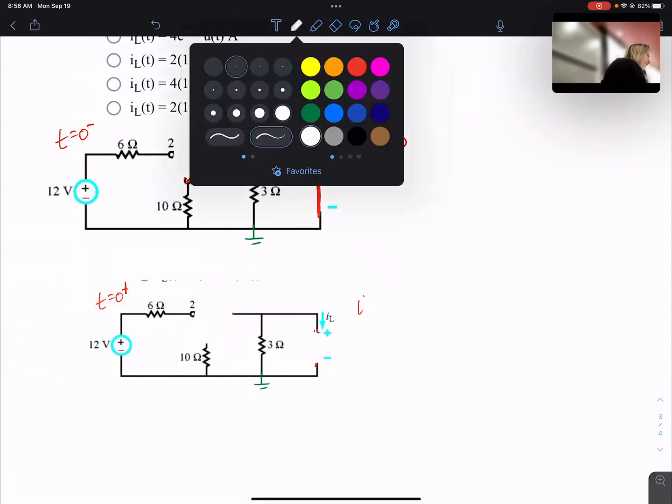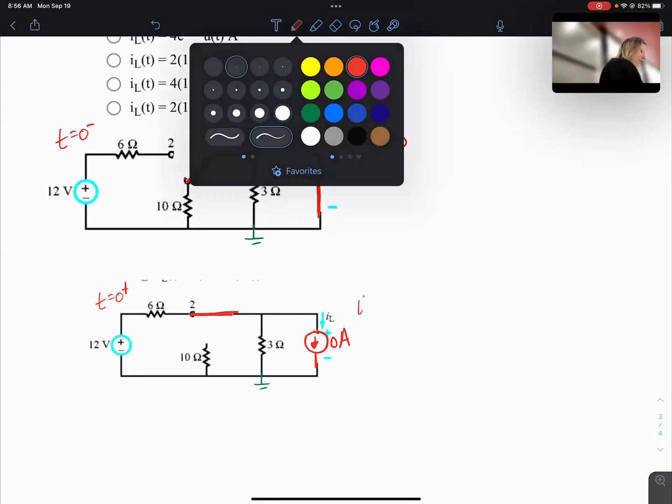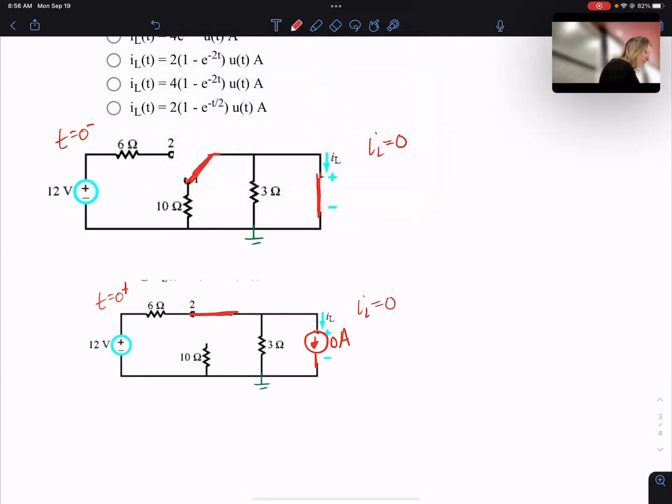So again, for the initial, if I ask for a different part of this circuit, this will be a current source with 0 amps. And then that would be the circuit I would need to find wherever the other initial value is. Okay. So in this case, though, the IL is the same, so IL is still going to be 0. And so this is my initial value.